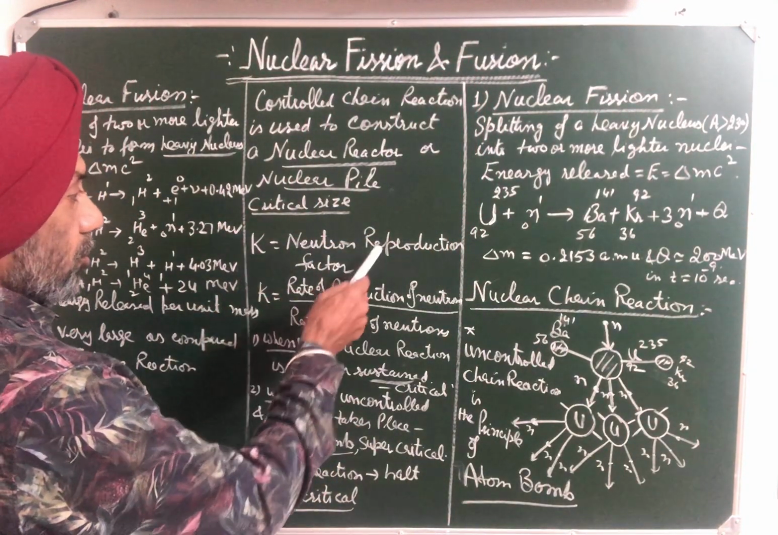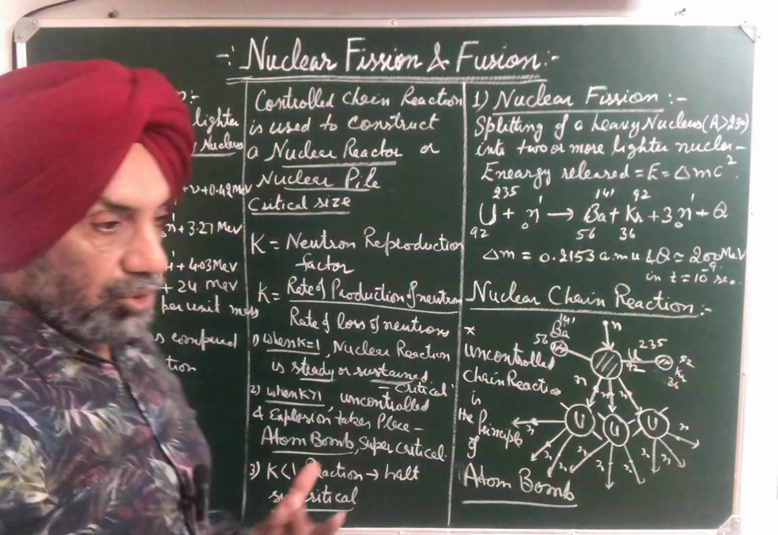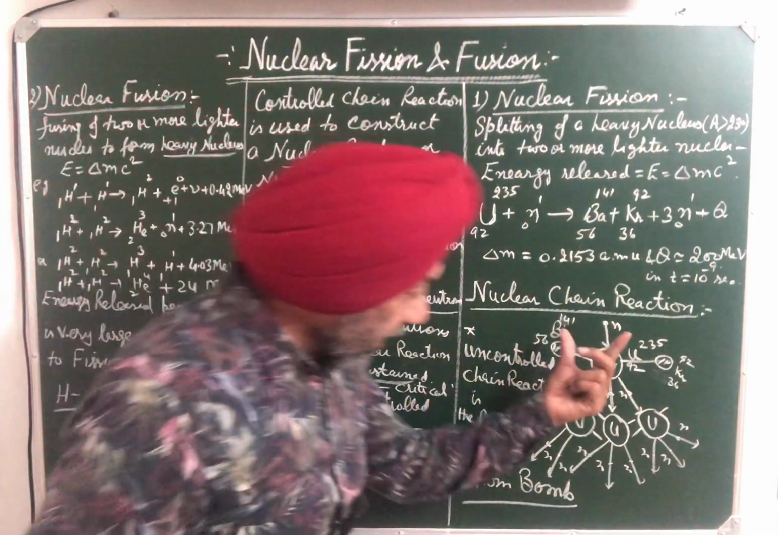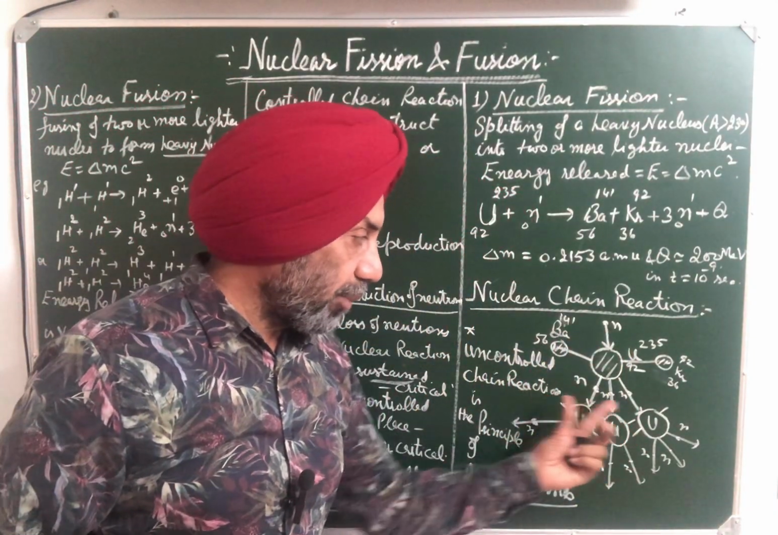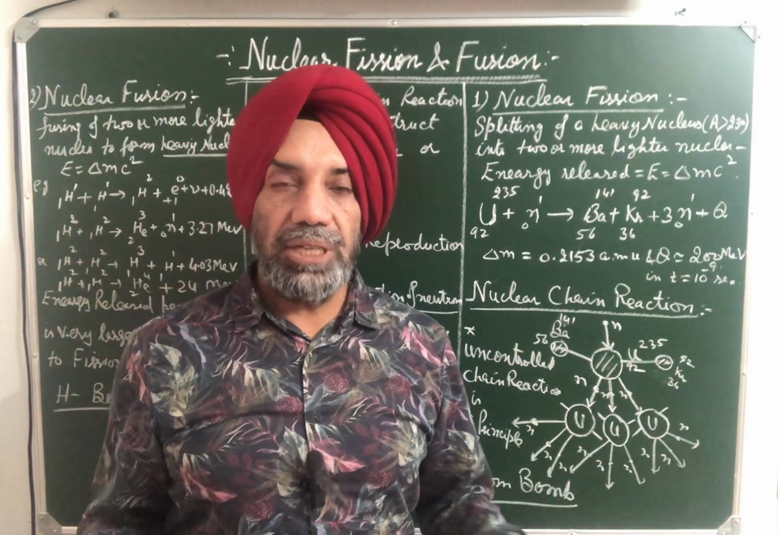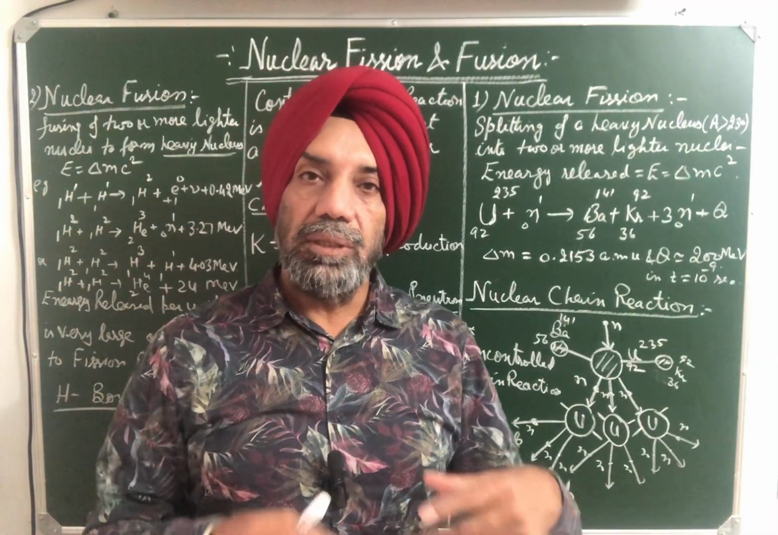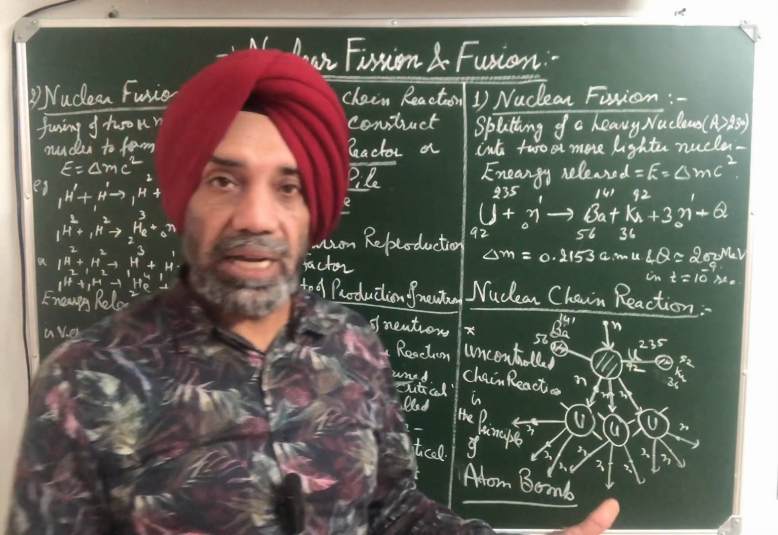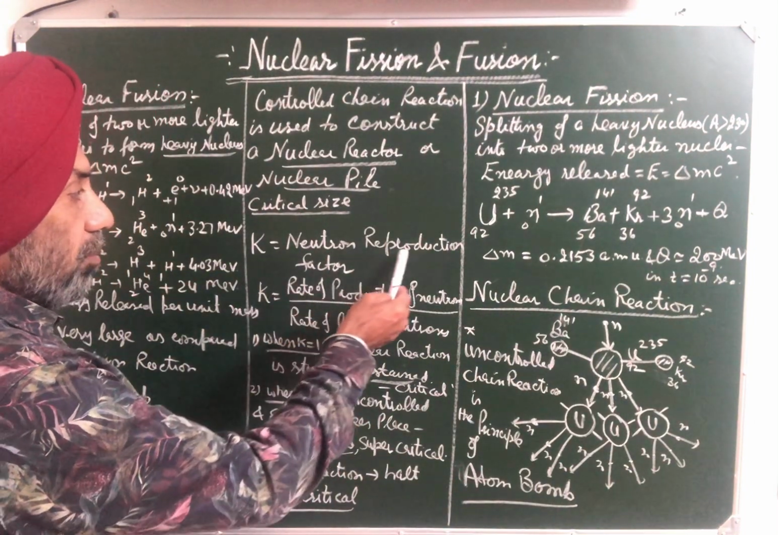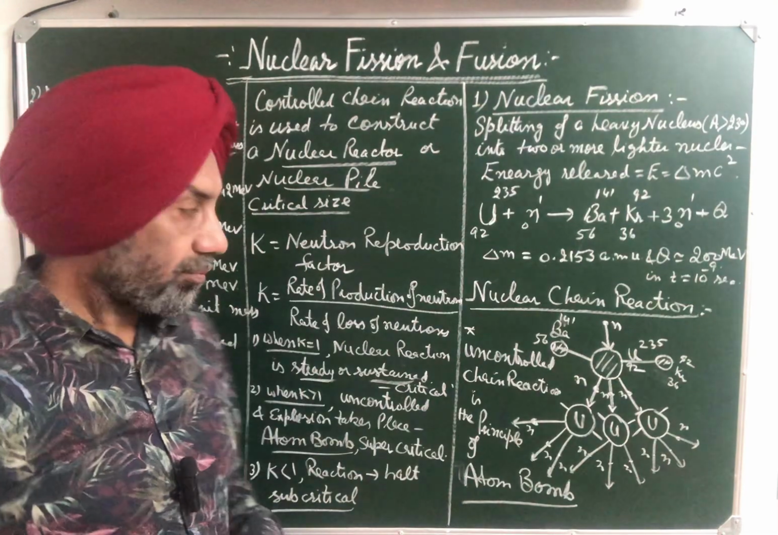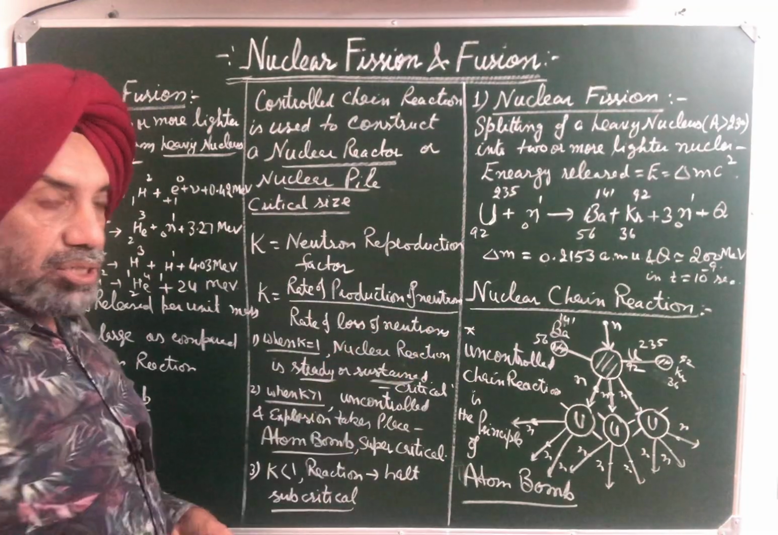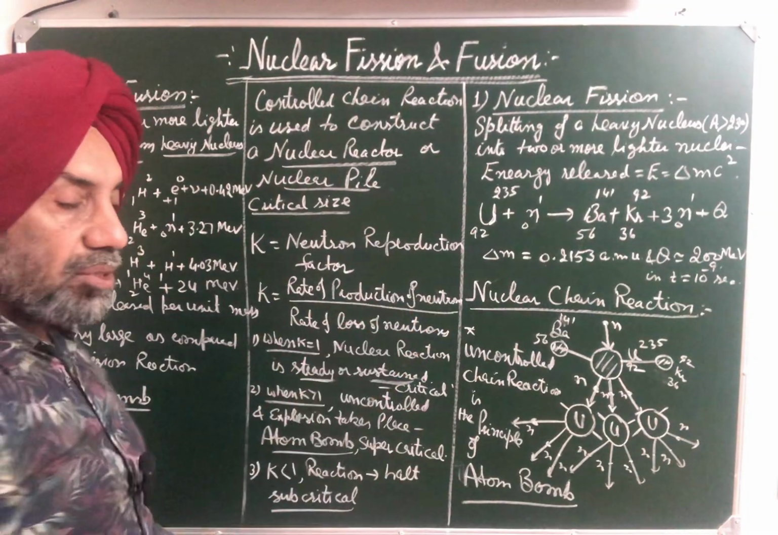To control this reaction, we use the neutron reproduction factor. To control this chain reaction, what do we have to do? We have to control the production of neutrons. If the production of neutrons increases abruptly, the chain reaction will become uncontrolled in a very short time of the order of microseconds. So K, the neutron reproduction factor, is defined as the ratio of the rate of production of neutrons to the rate of loss of neutrons.